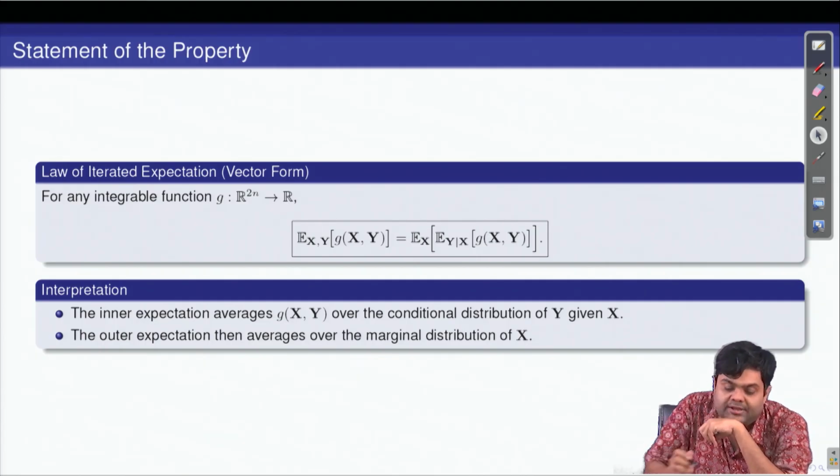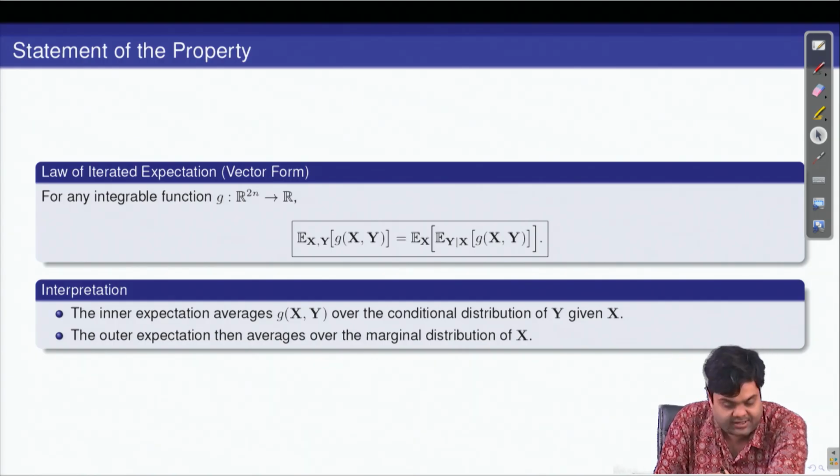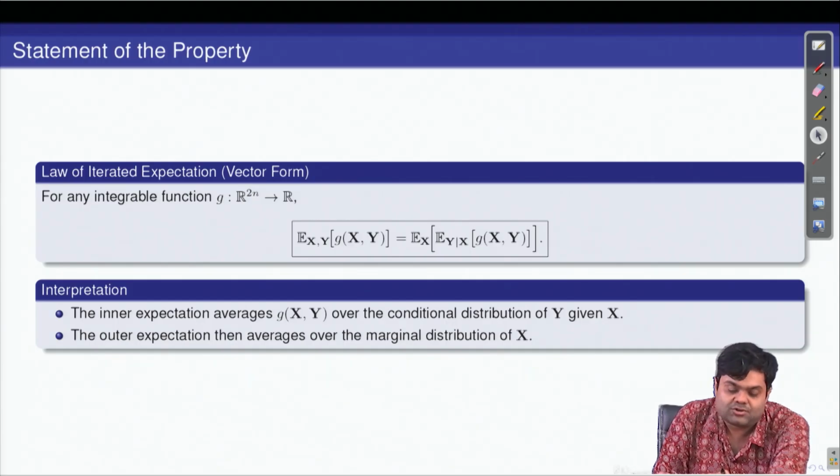The term inside the bracket on the right hand side becomes a function of x only, because when you take the expected value of g(X,Y) with respect to the conditional distribution of Y given X, you keep x fixed and take the average over the distribution of Y given X. So for every value of x, you get a value for the thing inside the bracket. That is a function of x, so you now take the average of that function with respect to the distribution of x.